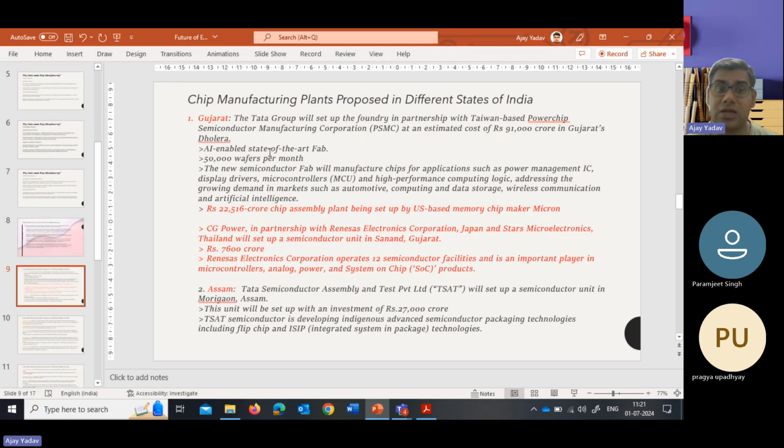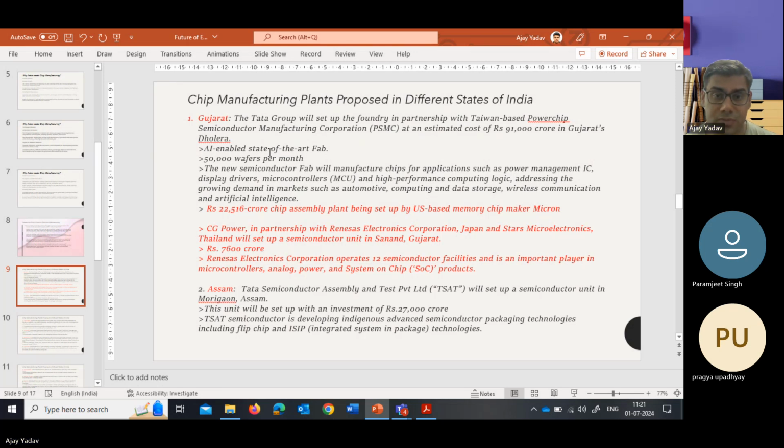If you see here in Gujarat, Tata Group is partnering with Taiwan-based Power Chip Semiconductor Manufacturing Corporation. And the cost of this project is 91,000 crore. They are making an artificial intelligence enabled state of the art fabrication facility. It will generate 50,000 wafers per month.